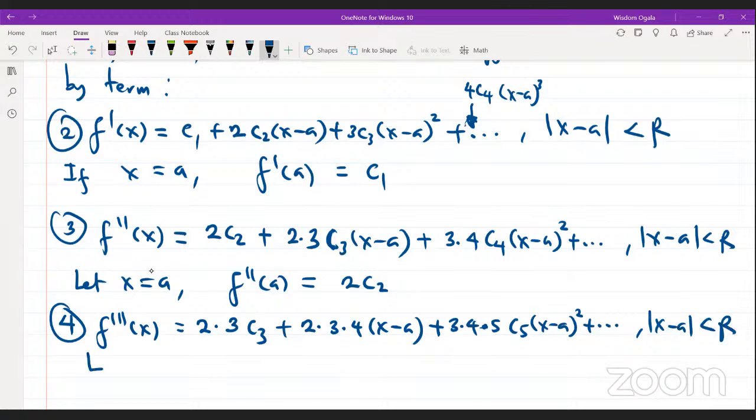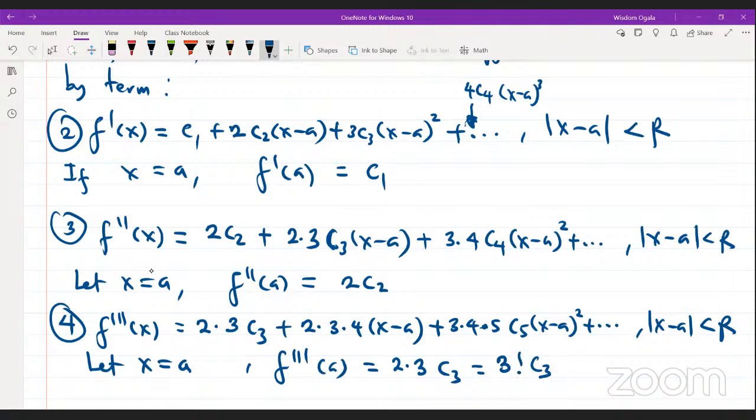And then, of course, again, this is less than r. The same thing I have been doing, if I continue to make that substitution, let x equals a, what happens? My third derivative of f, when you plug in a, you're just going to have that constant, 2 times 3c3. Now, what is 2 times 3? That is 6, right? In terms of factorial, 6 is just 3 factorial. So 3 factorial equals 3 times 2 times 1, which is still 6, okay? Now, you will see in a minute why we really want to put it in terms of the factorial, as we did, all right?